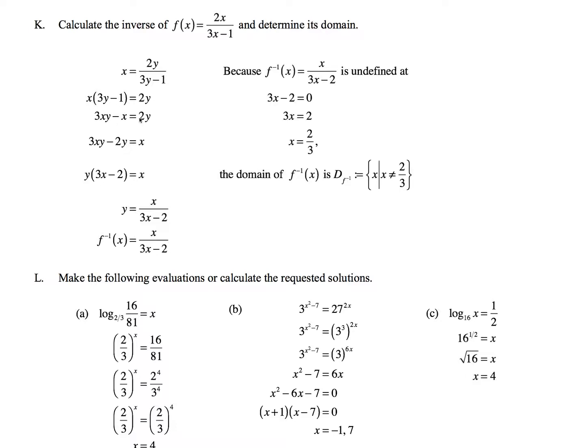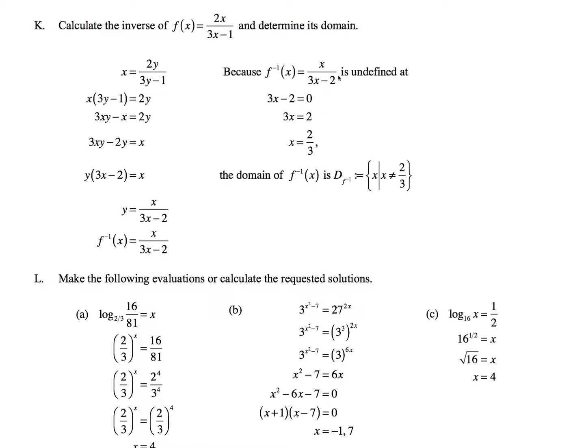I want every term that has a y in it on one side of the equation, so I subtract 2y from both sides and I add x to both sides. Then I factor out a y. Y factored out from these two terms leaves y times the quantity 3x minus 2, and then I multiply both sides of the equation by 1 over 3x minus 2. That gives me y is equal to x over 3x minus 2. Then I write f inverse of x for y.